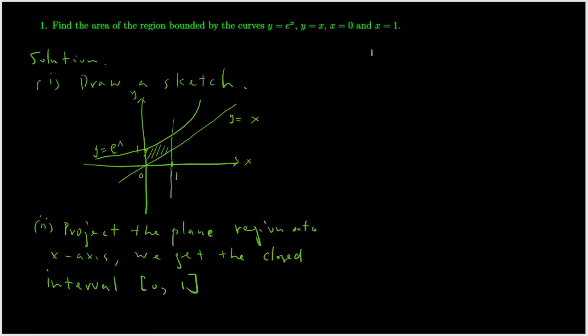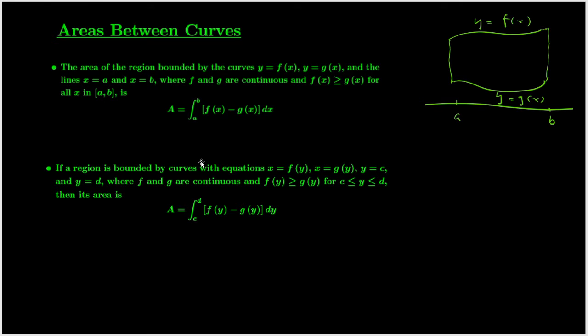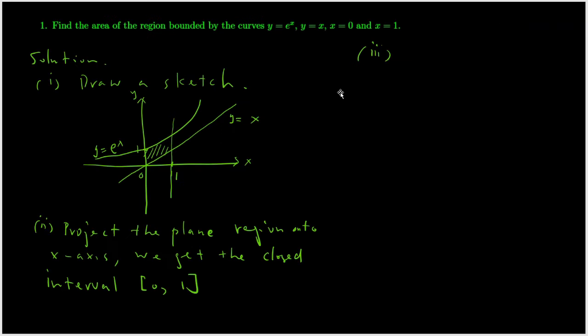Now, thirdly, we need to treat the region as a region with a top boundary and a bottom boundary. And then we need to identify the function representing the top boundary and the bottom boundary. We'll make the notations consistent with the notations in the statement of the conclusion. By that we mean we are going to use f of x to denote the top boundary. We are going to use g of x to represent the bottom boundary.